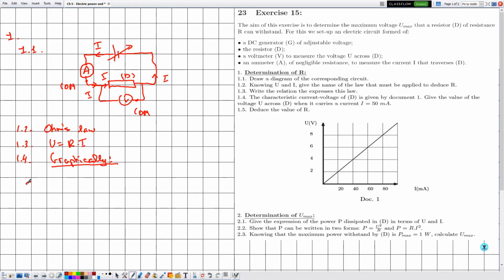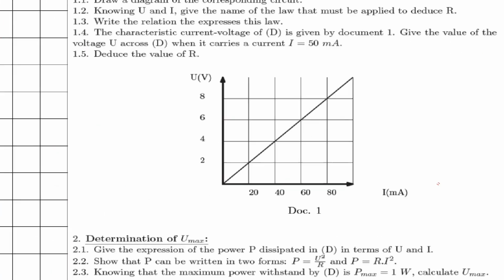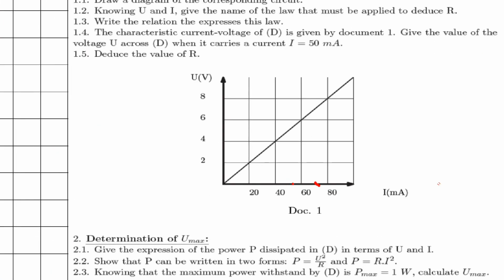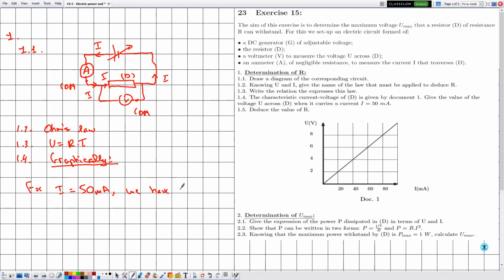Let's say for I equal to 50 milliamps, we have, so I 50 milliamps corresponds here. So no need to convert it to the SI because I is simply given in milliamps. It corresponds to this point on the curve having a value of 5, and its unit is volts. So U is equal to 5 volts.